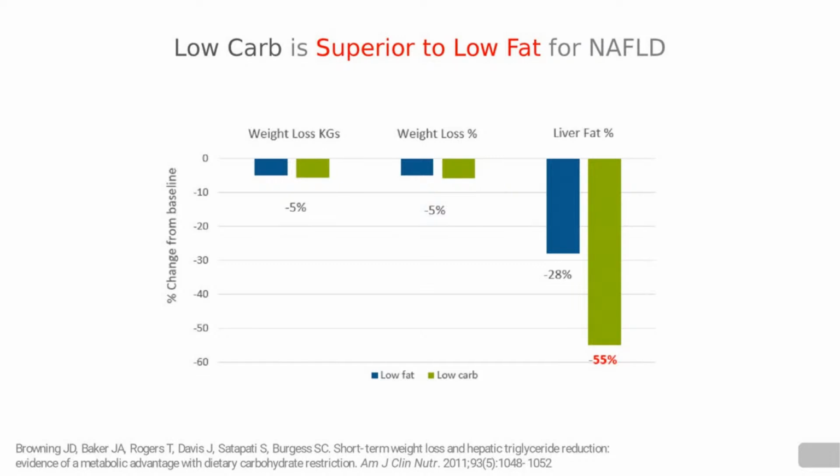But the reduction in liver fat in the low fat group was 28%, and in the low carb group was 55%. It was over double. No, I'm not good at maths. It wasn't over double, it was just under double. It was around double. So again, there can be no question. Low carb is superior to low fat for non-alcoholic liver disease, and by a long shot, actually.